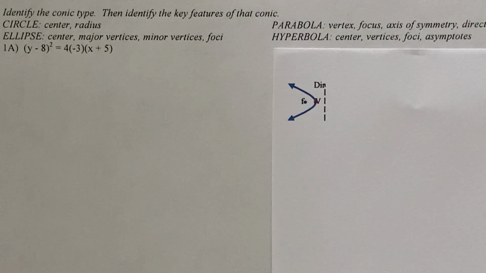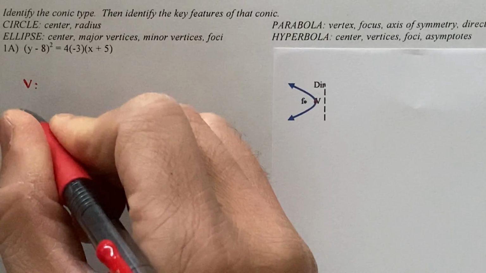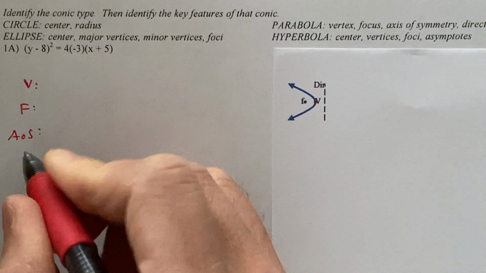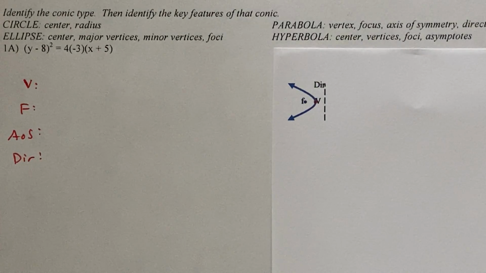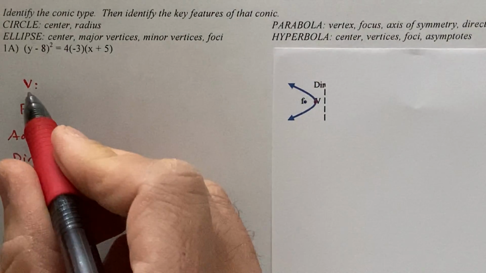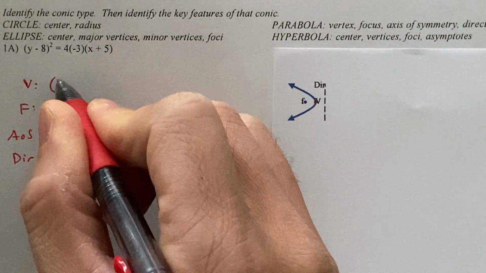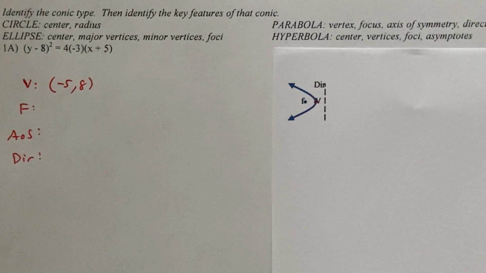So now that I know it's a parabola, my job is to figure out the vertex, the focus, the axis of symmetry, and the directrix. My job is to identify these four key features. So the vertex is staring at us. Again, be careful. It's -5, +8, okay? X before Y, always, okay?